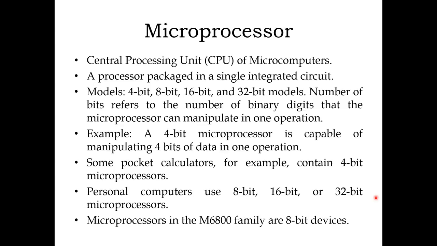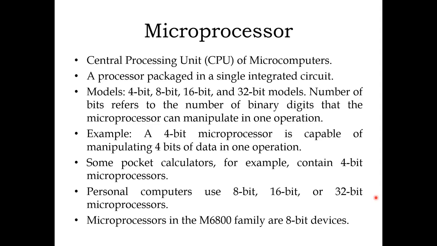So that means if you have a 4-bit microprocessor, it can add two 4-bit binary numbers. If it is an 8-bit machine, it can add two 8-bit binary numbers. Now in front of you are all 64-bit machines. That means these machines can add two 64-bit numbers at once.